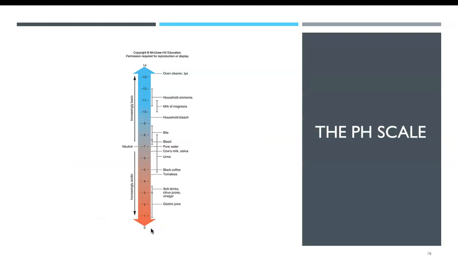Looking at the pH scale, vinegar is very acidic, with a pH of about 3. And household cleaners, usually household ammonia, have a very basic pH. And our blood is almost neutral, but slightly alkaline. And you can see all the other fluids, like milk, and their pH.